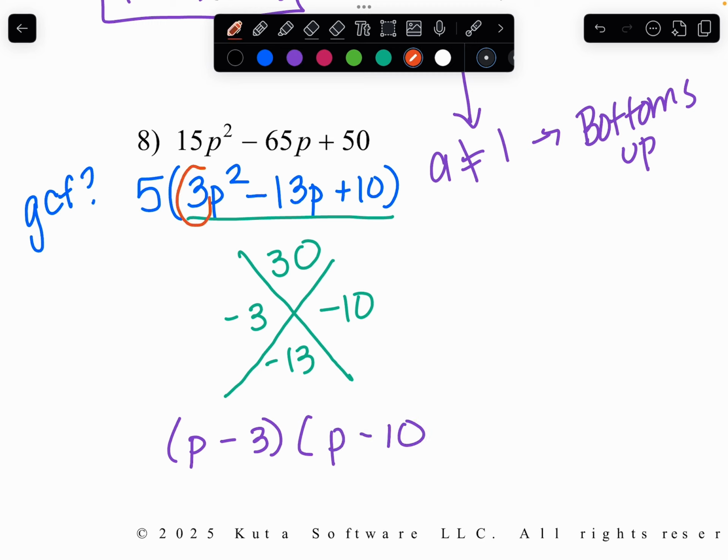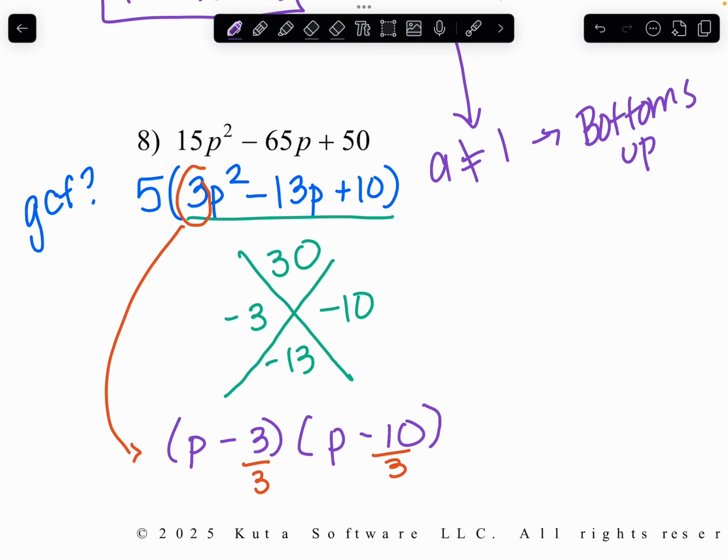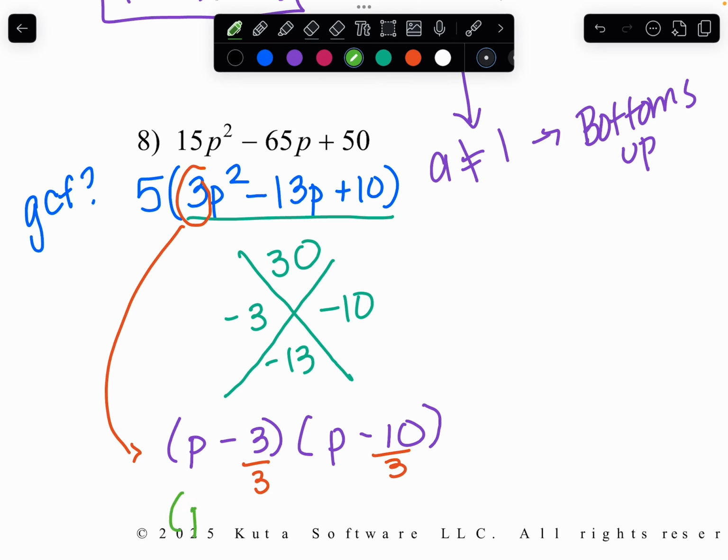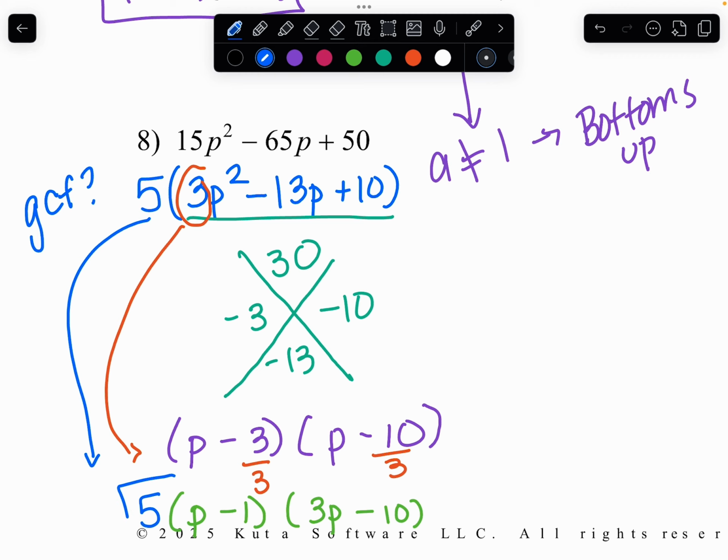However, because our A value is not 1, we're going to have to do that bottoms up. And so if we can simplify, we simplify. So for this problem, we are left with p minus 1. The other one, it can't simplify, so we get 3p minus 10. We just can't forget to bring down that GCF to get our final factored answer.